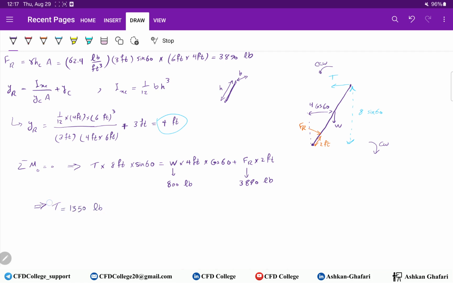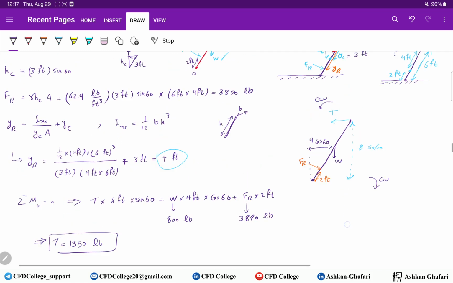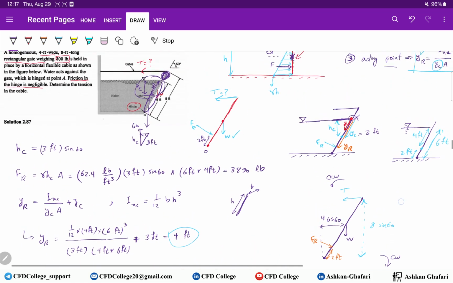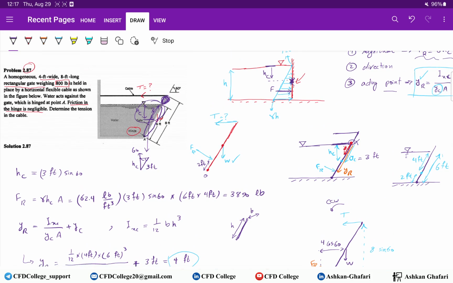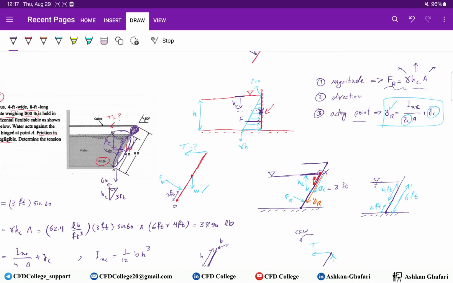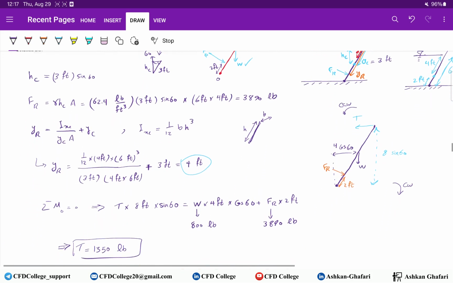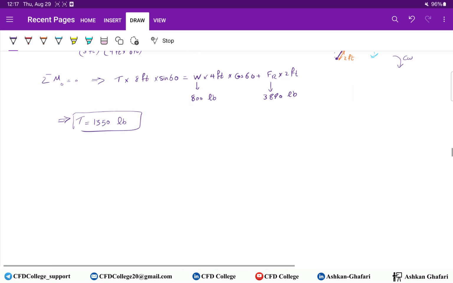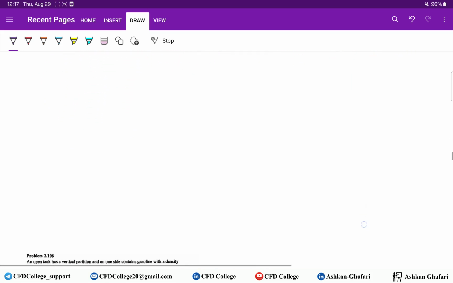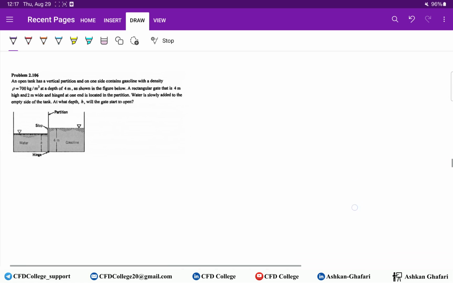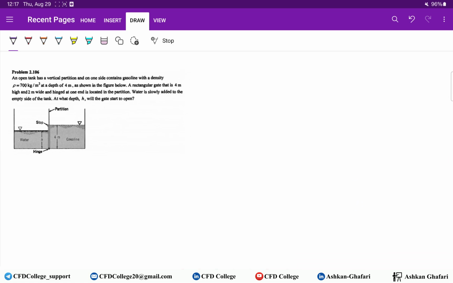1,350 pounds. As you can see, this was the first problem, so I had to explain the phenomena, explain the concept for you. In the next problems, we can proceed much faster. This is the second problem.